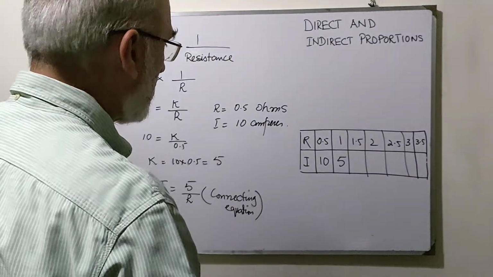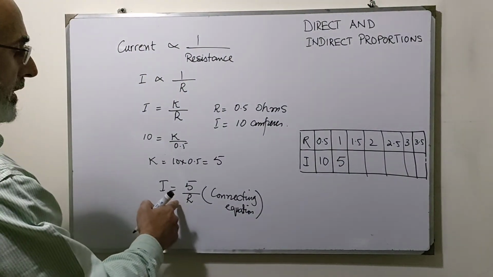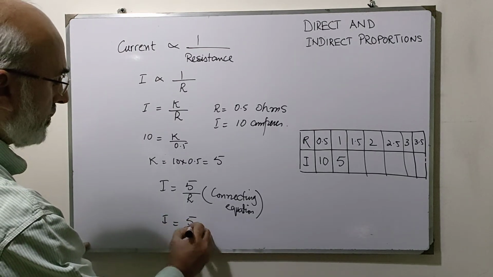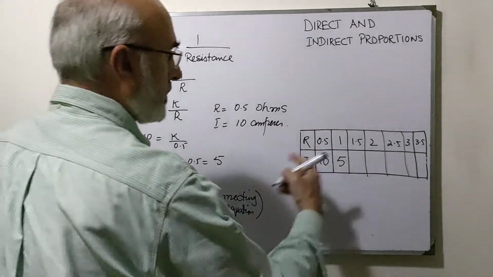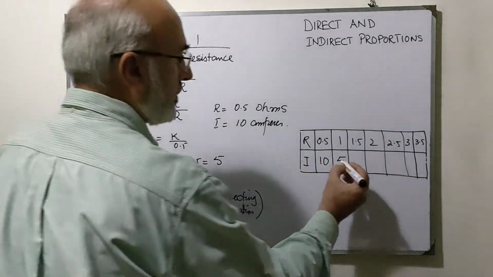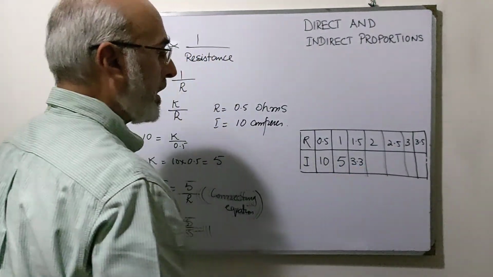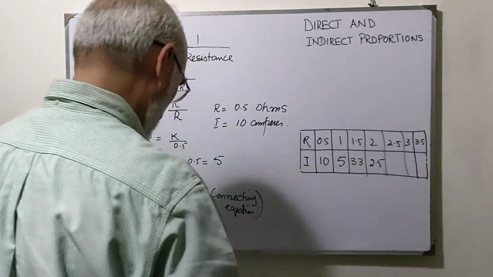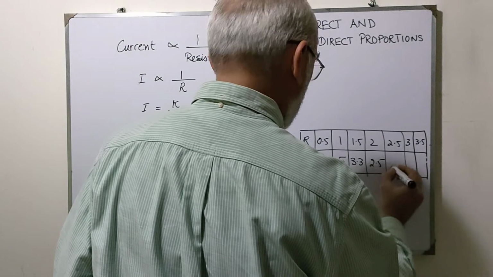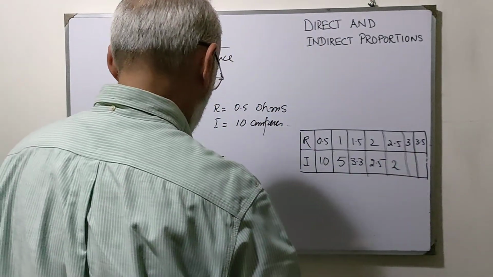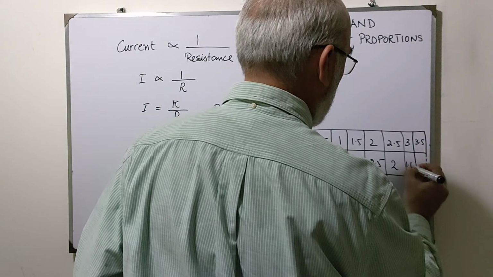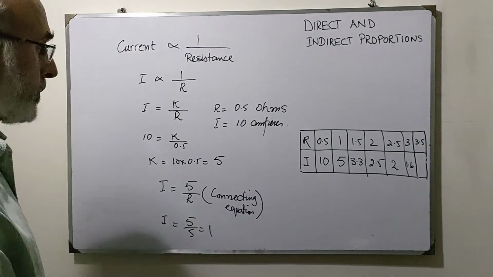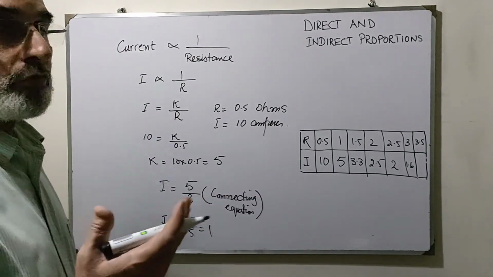And how are we doing that? We have this relationship, and if we apply it, I is equal to 5 over 1, which is 5. When R is 1.5, we have the value 3.3. When R is 2, it is 2.5. When R is 2.5, it is 2. For 3, it is 1.6. And likewise, we can calculate for 3.5 as well.